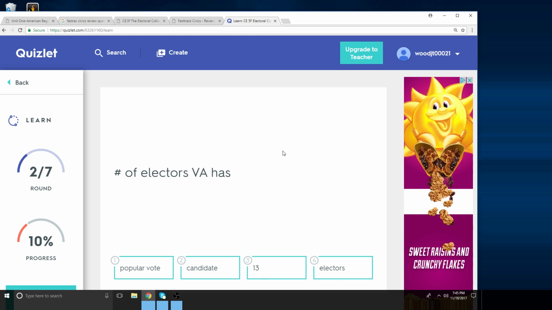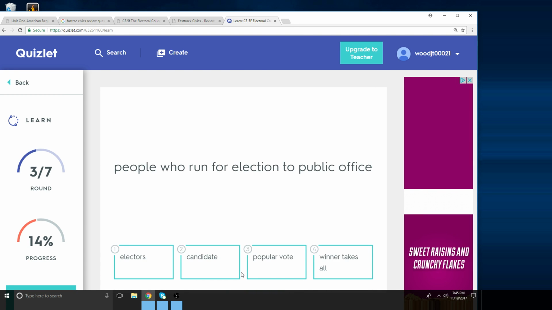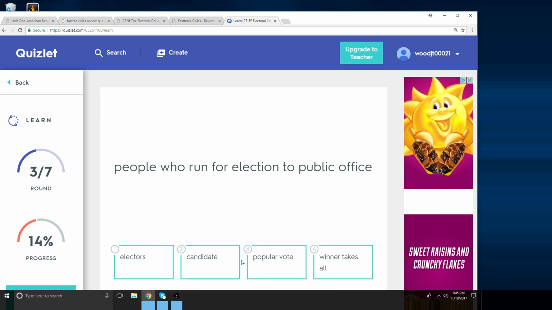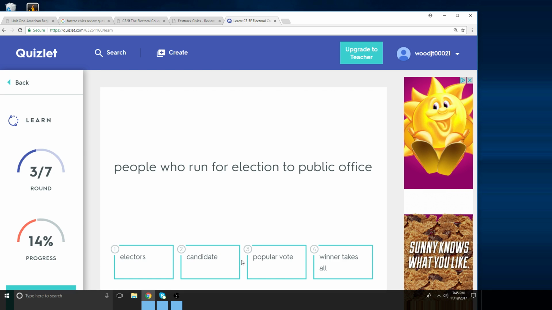The number of electors Virginia has, we've already talked about this. It's 13. Good job. Oh, really quickly, how did we get to 13? What's the congressional representation of Virginia? While you guys type that, I will wait.